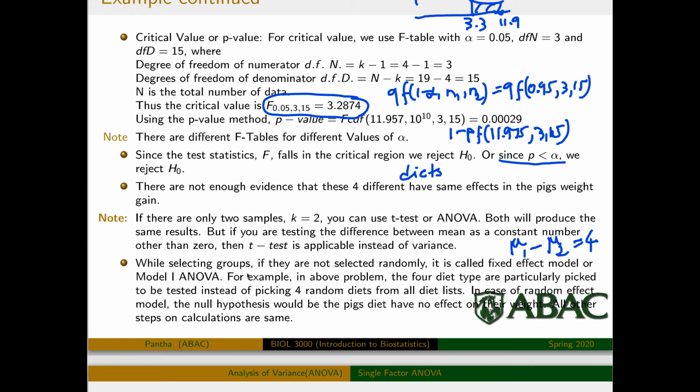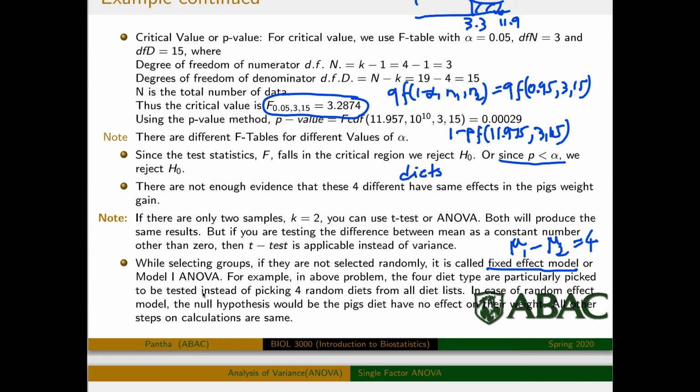While selecting groups, if they are not selected randomly, it is called fixed effect. Okay, fixed effect model or model 1 ANOVA. For example, in the above problem, the 4 diet types are particularly picked to be tested instead of picking 4 random diets from the whole diet list. In the case of the random effect model, the null hypothesis would be that the picks have no effect on their weight. All other steps and the conclusion are the same.